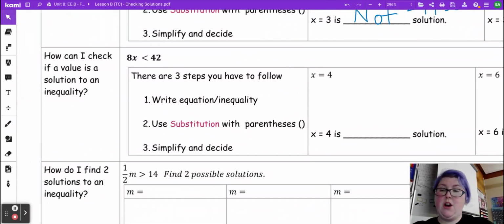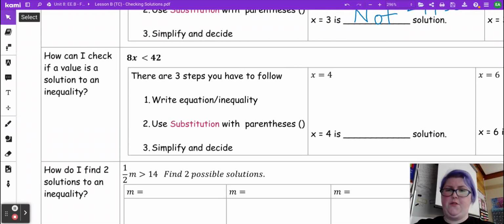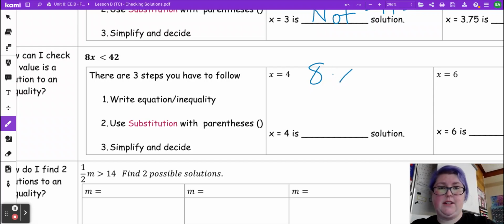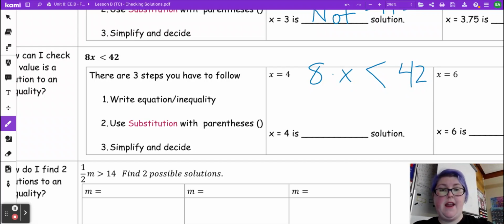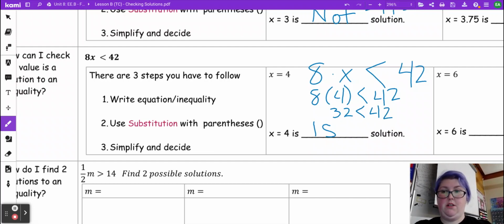All right, so now if we have an inequality where you have lots of different answers, how do you check to make sure it's correct? So the first step is you still have to write down the equation or the inequality. So now we have 8 times x is less than 42. So now we're going to substitute x equals 4. 8 times 4 is less than 42. 8 times 4 is 32, which is less than 42. X equals 4 is a solution.